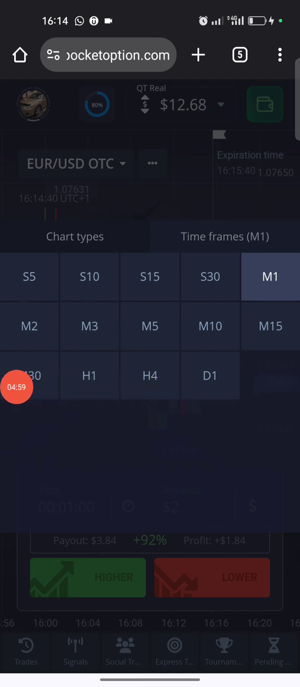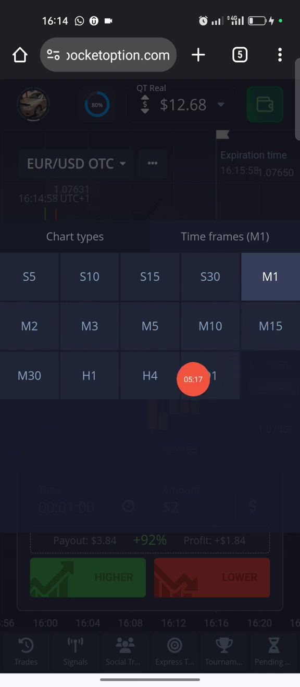So this is the 5 seconds time frame, this is the 10 seconds, 15 seconds, going to the 1 minute time frame. You can see that right now the time frame that I'm using is the 1 minute time frame. This is the 1 minute time frame that I am using currently.